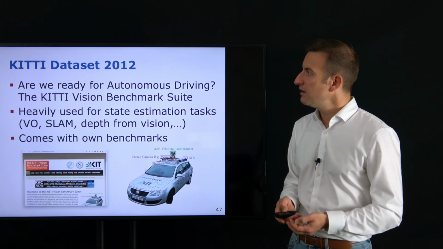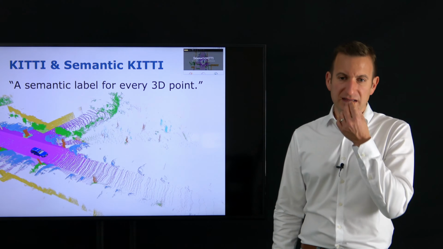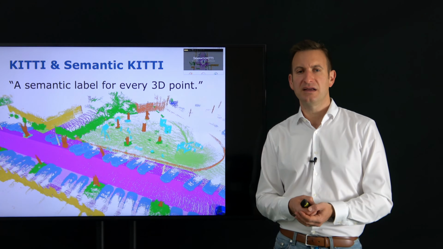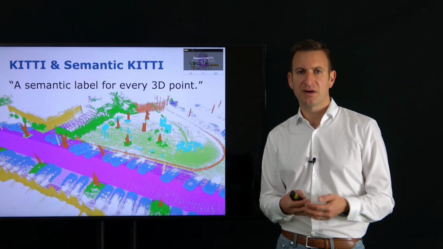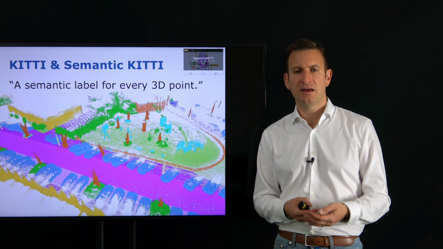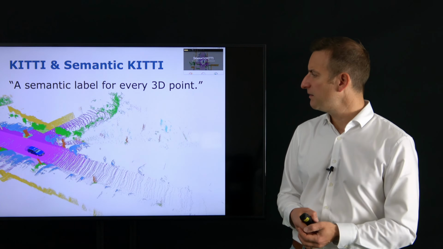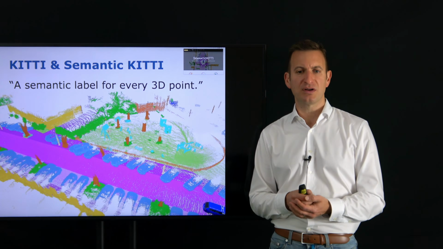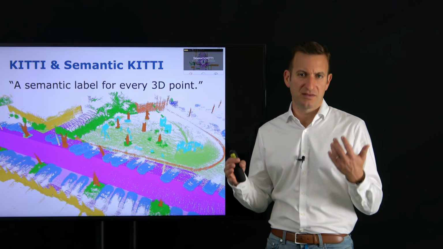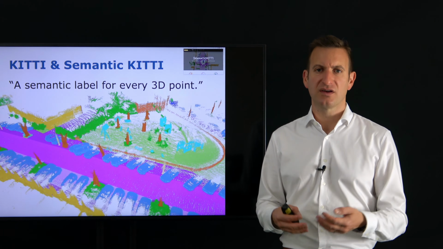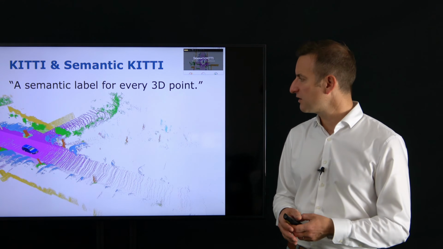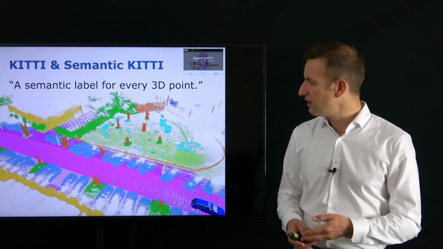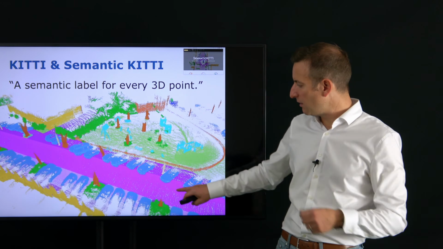There's also an extension of the KITTI datasets called SemanticKITTI. That's something that we here have done in Bonn. This was work done by my own group, the group of Jürgen Gall from Computer Vision and Sven Behnke. And what it basically provides is a semantic label for every 3D point in KITTI. So the large number of 3D scans that have been recorded in the KITTI dataset are labeled with a semantic label.